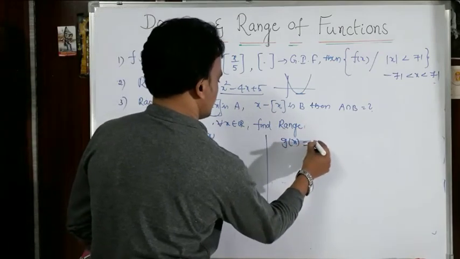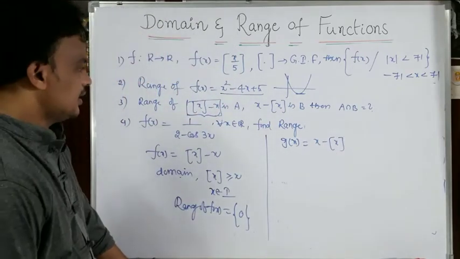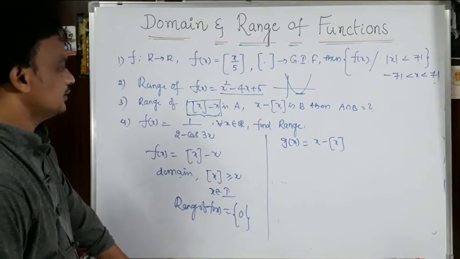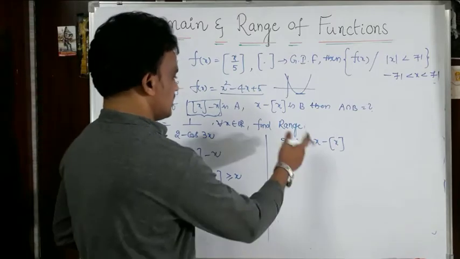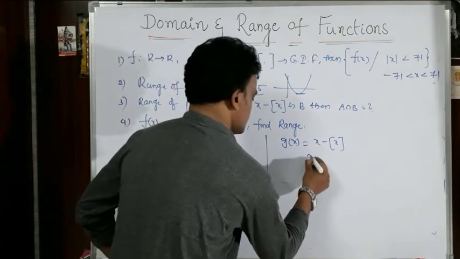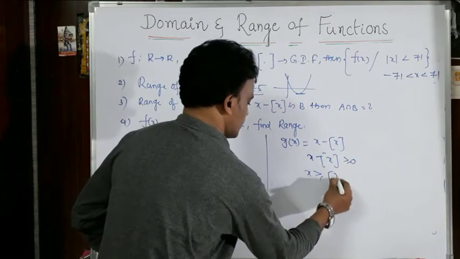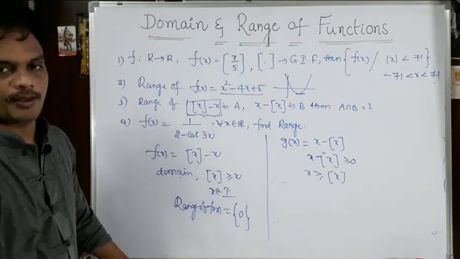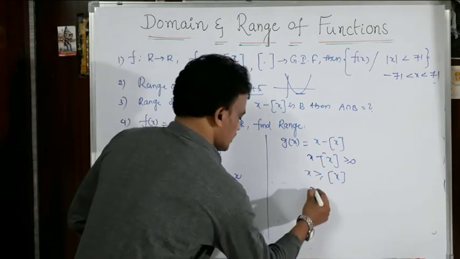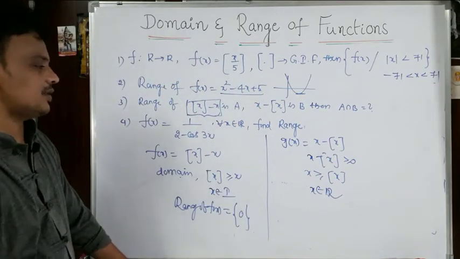Let us take g(x) = x − ⌈x⌉. When will this function exist? g(x) is defined when x is greater than or equal to ⌈x⌉. Which values will satisfy this? For all real numbers, x belonging to the real numbers. Integers and non-integers will both satisfy that condition.